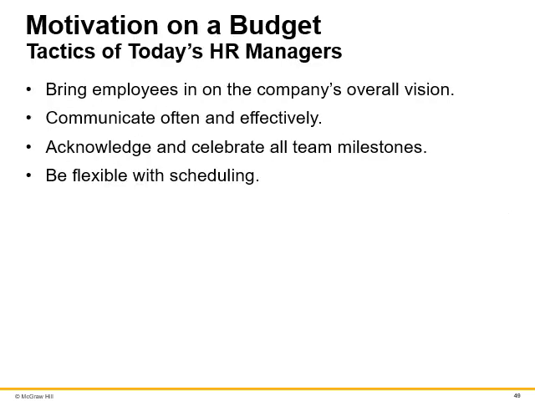With any company, the state of the economy is cyclical, so you're going to have good times and bad. But sometimes you have to learn to work on a budget when you are in times of a bad economy or even during a good economy. So we need to think of tactics that HR managers might use to motivate people. So the four on the screen are those motivators on a budget. So it's really bringing employees in on the company's overall vision, so that way they can somehow align their goals to work with the vision of the company.